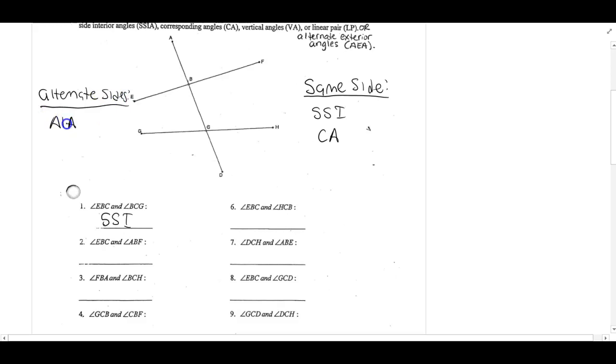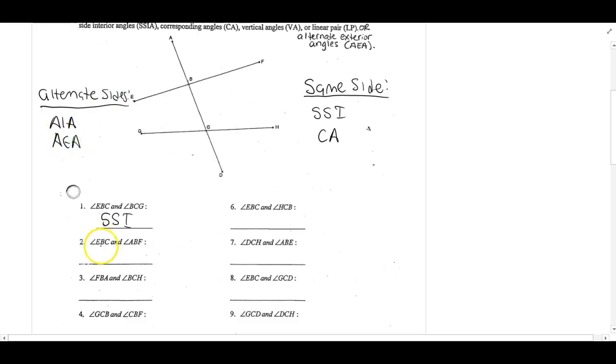And we're going to use that same idea to go through the others. Again, an easy way to break this down is if they're on the same side of the transversal, the two choices you pretty much have are going to be same side interior or corresponding angles. If they are on opposite sides, or we'll say alternate sides, we're going to say instead that they are either alternate interior angles or alternate exterior angles.